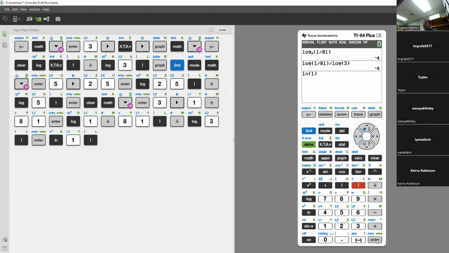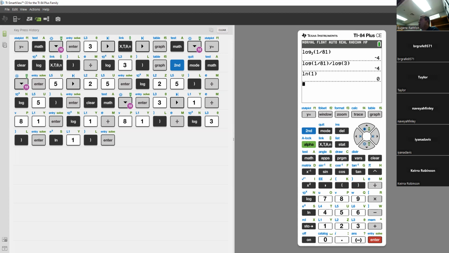Oh, I stumped y'all today. Well, watch this. When I hit enter, I'm definitely going to get them zeros. Good job. Remember, anything to the 0 power equals 1, okay?